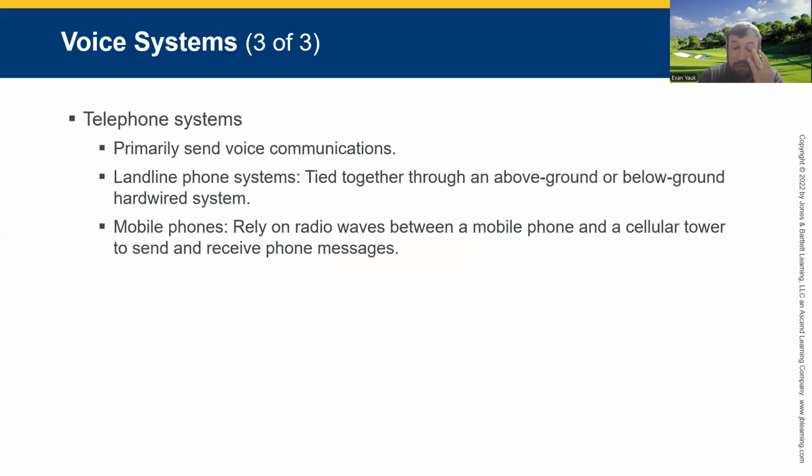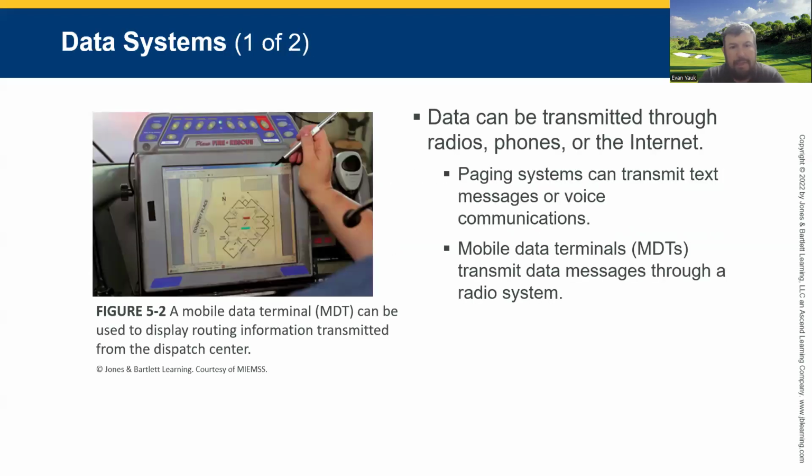The telephone system is primarily voice communication. We all know what a phone does. You've got a landline, which is an above ground or underground hardwired system. You've got your mobile phones, which we all have, which rely on a radio wave between a mobile phone and a tower. If we're away from the tower or down at the bottom, sometimes we don't have signal. And then you've got the smartphones that use advanced operating systems that combine features of a cellular phone with those of a personal computer. And we can use our GPS, which we'll talk about in a second.